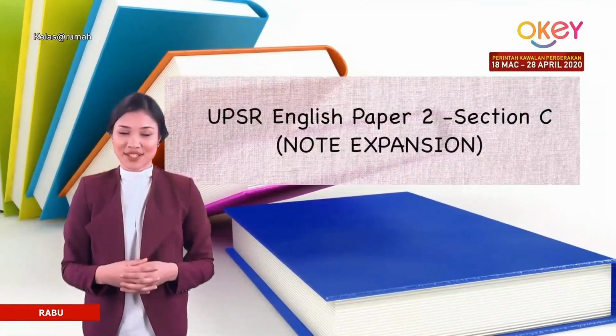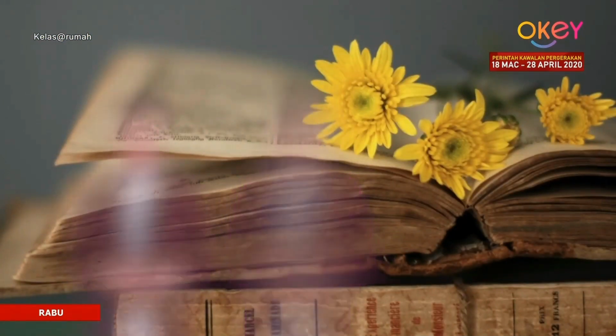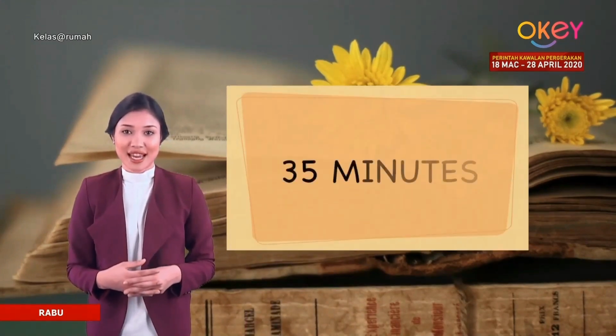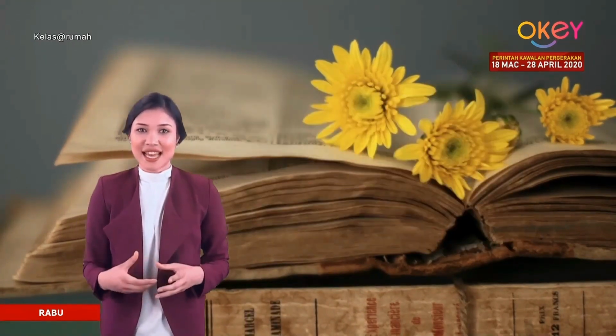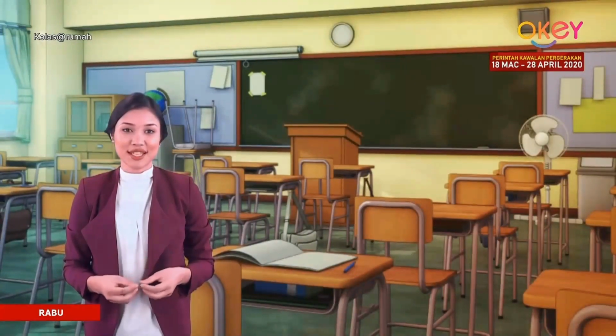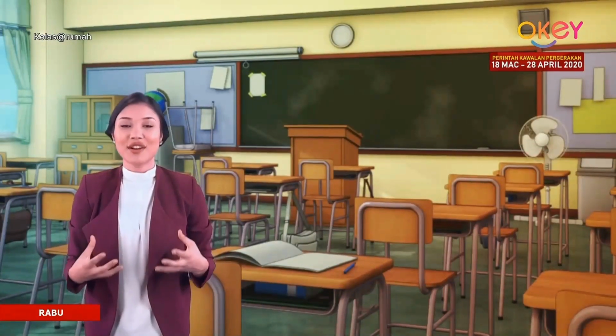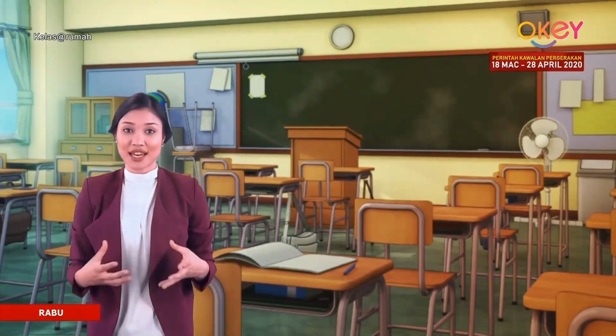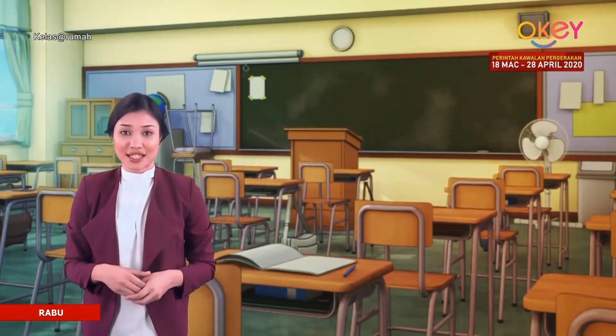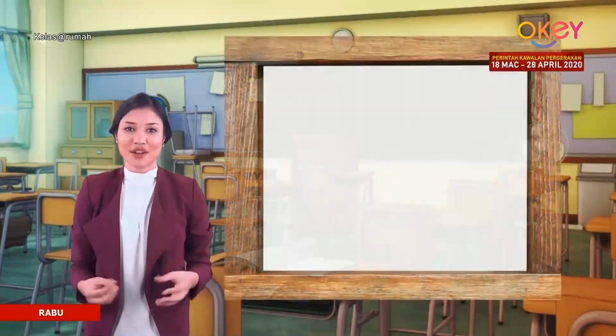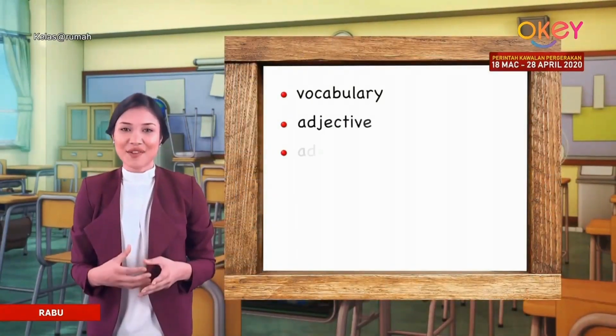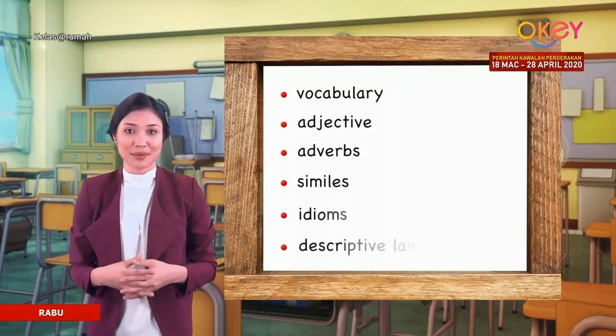UPSR English Paper 2, Section C, Note Expansion. Section C is the last question in the English Paper 2, UPSR. You are required to write a short essay in about 35 minutes. This essay is usually in the form of stories based on a series of pictures and notes given. This section tests your ability in producing a piece of continuous writing using a variety of simple and compound sentences with creative use of language. When I say creative use, I mean using a whole range of vocabulary, adjectives, adverbs, similes, idioms, and descriptive language.